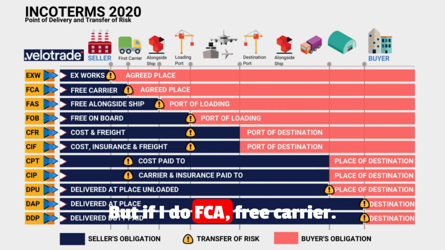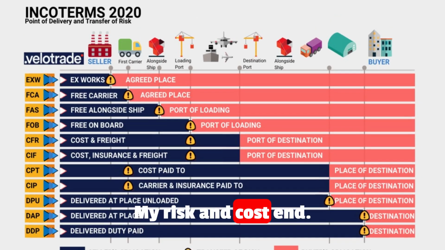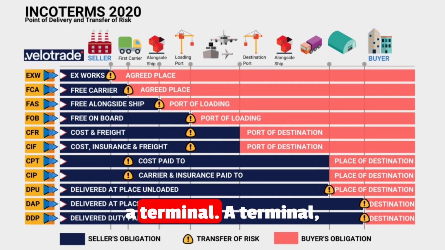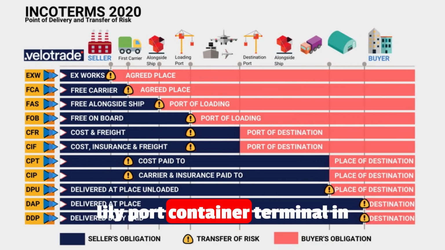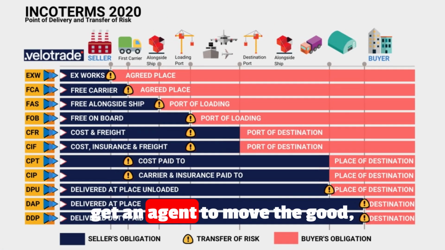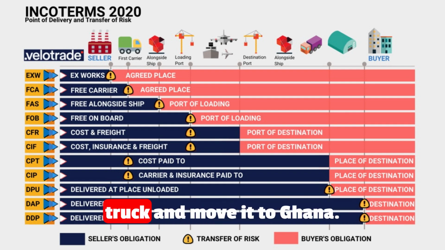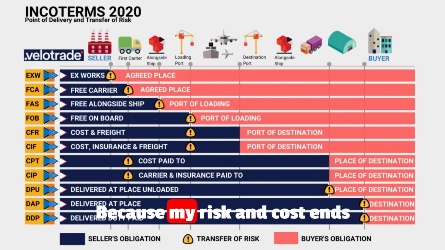But if I do FCA, free carrier, my risk and cost end when I deliver the goods to a terminal, not my warehouse, a terminal in Lagos. I will have done the export clearance, but my risk and cost end when I deliver it to maybe Lilypond container terminal in Lagos, in Apapa, or in Ijora. But the Ghanaian importer will still come into Nigeria, get an agent to move the goods, put them on a ship or on a truck, and move them to Ghana. Because my risk and cost end somewhere at the terminal in Nigeria.